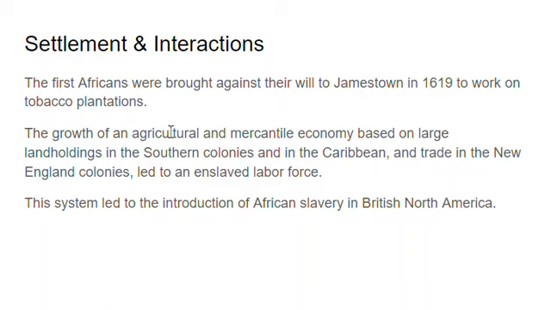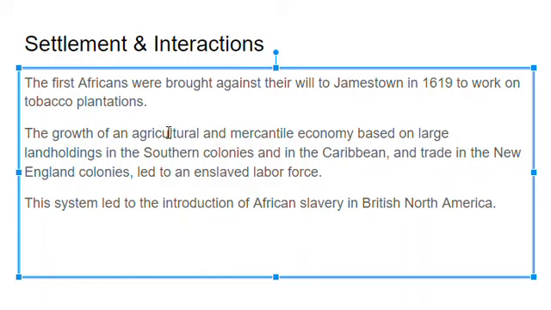And the growth of an agricultural and mercantile economy based on large landholdings in southern colonies and the Caribbean and trade in the New England colonies led to an enslaved labor force. So as agriculture, farming became very big in the American colonies, so did slavery. A lot of slaves were being brought to the colonies to meet that labor need. And this system led to the introduction of African slavery in British North America. So this is mainly the southern colonies. If you remember the Cavaliers, they got large land grants. They had huge farms, so they needed people to work. And they were bringing in African slaves.